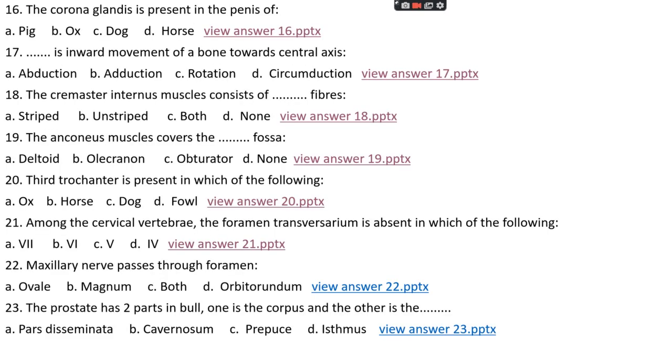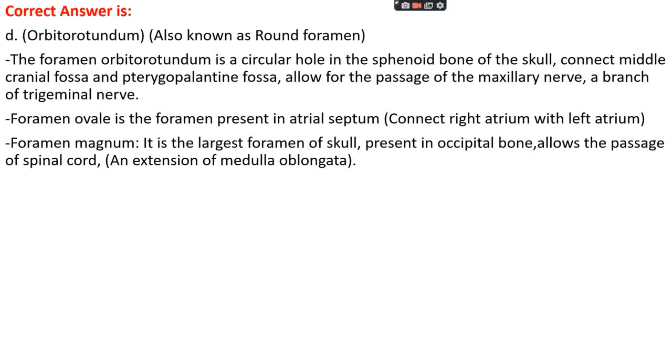Question number 22. The maxillary nerve passes through which foramen? Option A, oval. Option B, magnum. Option C, both. Option D, rotundum. The right answer is option D, that is foramen rotundum, which is also known as the round foramen.